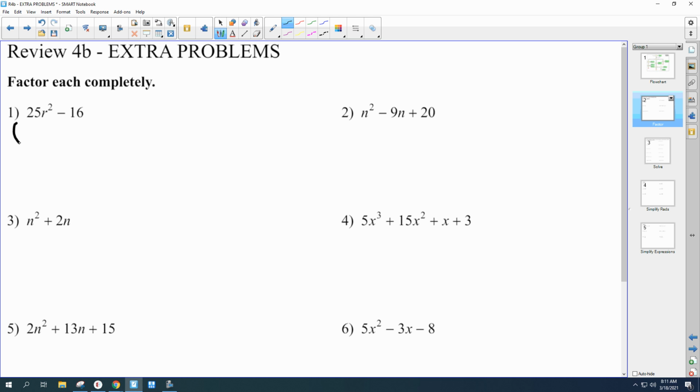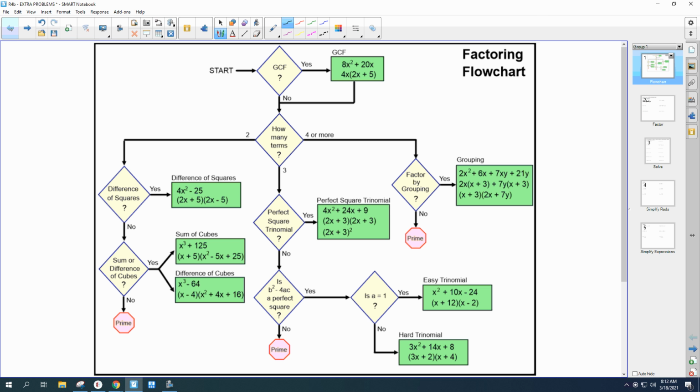This factor is kind of like an easy trinomial, but the square root of 25r squared is 5r, and the square root of 16 is 4. One of them is a plus and one of them is a minus. That's factored. Number two, I don't see a GCF. It has 3 terms, and a is equal to 1, so that's an easy trinomial.